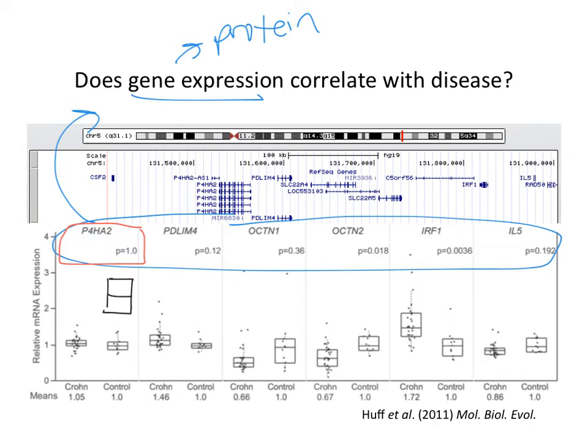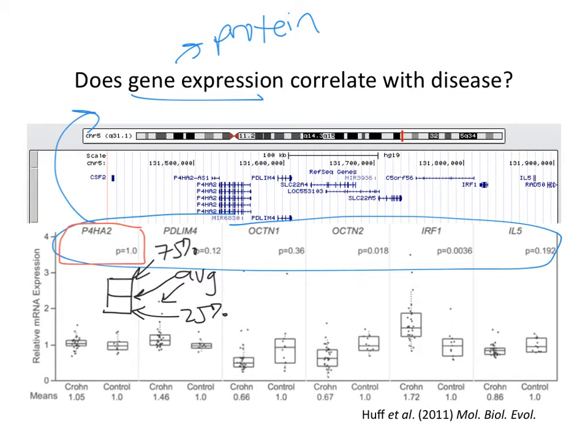it's just a way to represent data. Each of those individual data points is gene expression measured from an individual, like right there. That's one data point from one individual. The box plots summarize the data. That middle line is the average of all of the data points. The top of the box is the 75th percentile, and the bottom of the box is the 25th percentile. So it gives you an idea about the spread of the data points.